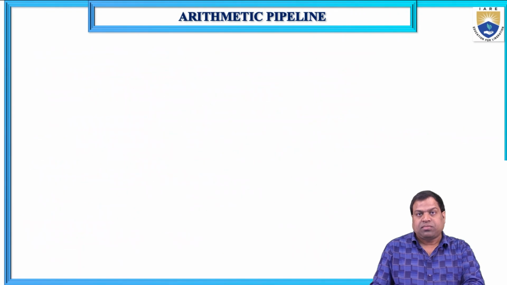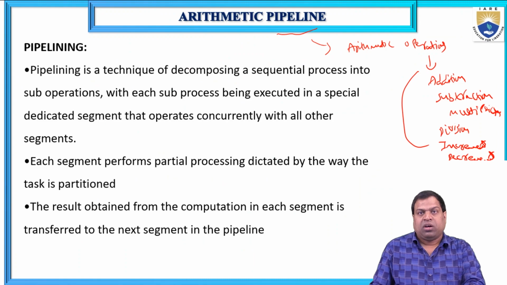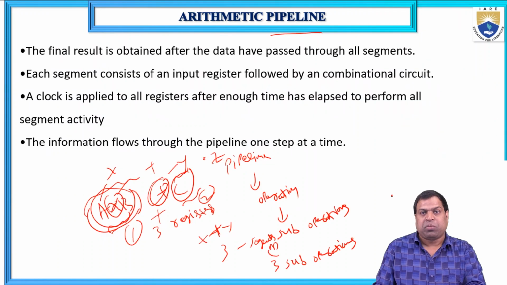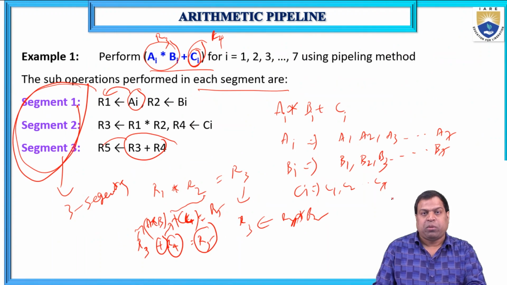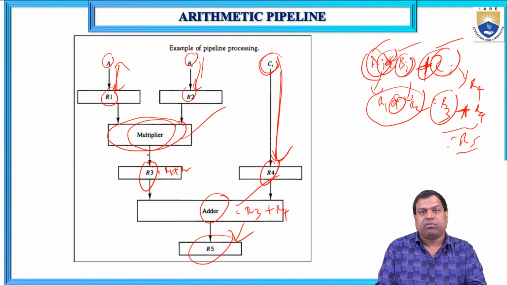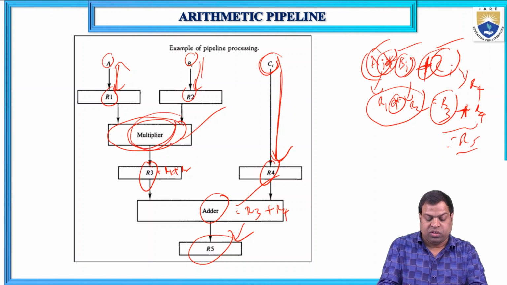So today we discussed arithmetic pipeline, that is the arithmetic operations of addition, subtraction, multiplication, division, increment and decrement with the pipelining process. So here I'm taking one example of pipeline A into B plus C. Here I'm taking segment 1, segment 2, segment 3. In segment 1, all the variables are loaded into registers: A equal to R1 and B equal to R2. In segment 2, R1 into R2 is multiplied and C is loaded in register R4. In segment 3, the resultant of A into B plus C is added and the resultant value stored in R5. It is a flow chart of arithmetic operation: R1 into R2 using multiply stored in R3, C equal to R4. So this resultant value R3 plus R4 is R5.